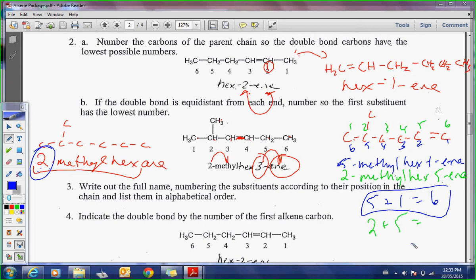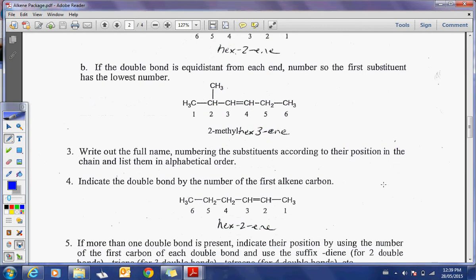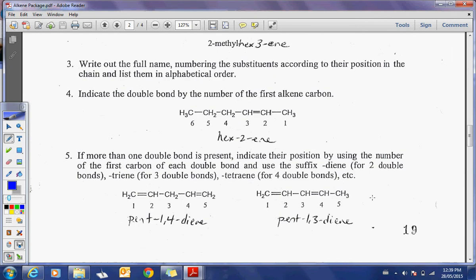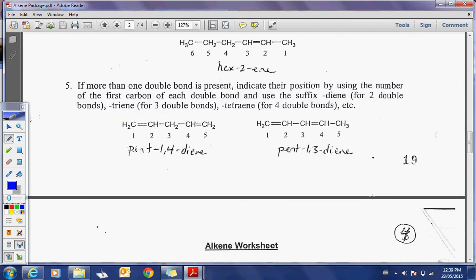Okay, all right. So this next one is hex 2-ene. Everybody get why it's called hex 2-ene? Oh, that's the same one. Right, now look at the bottom of that page. We've got a fancy name.